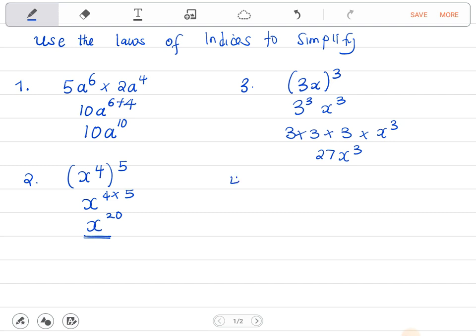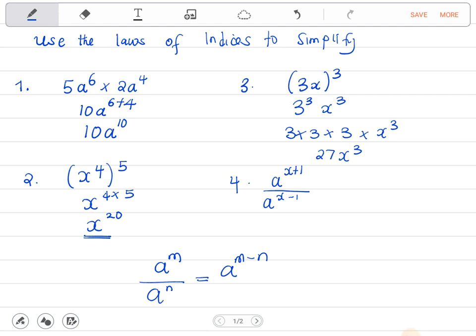Question 4. It says a to the power x plus 1 over a to the power x minus 1. This one is coming from the division law of indices, which says if you are dividing two numbers with the same base, let's say a to the power m over a to the power n, you subtract the powers. It's the opposite of multiplication. With multiplication we add the powers, but with division we subtract the powers.